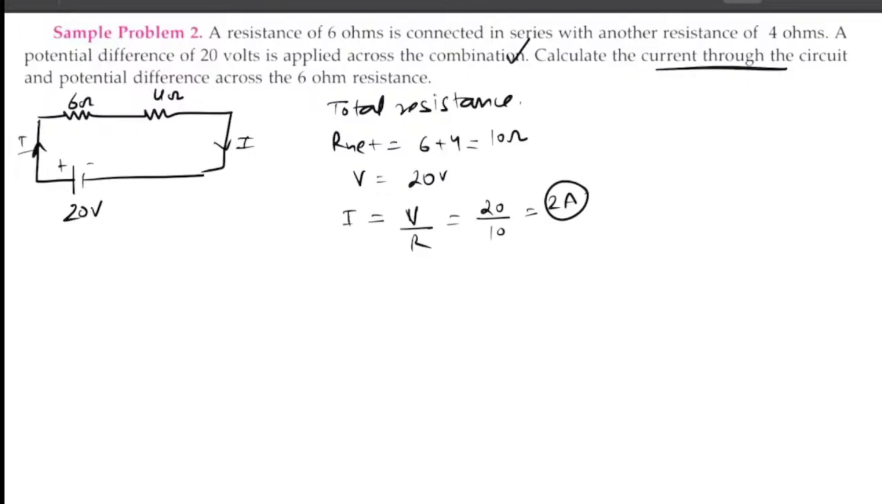So now we are supposed to calculate the potential difference across the 6 ohm resistance. We know that in a series combination we have equal currents but different values of potential difference across different resistors.